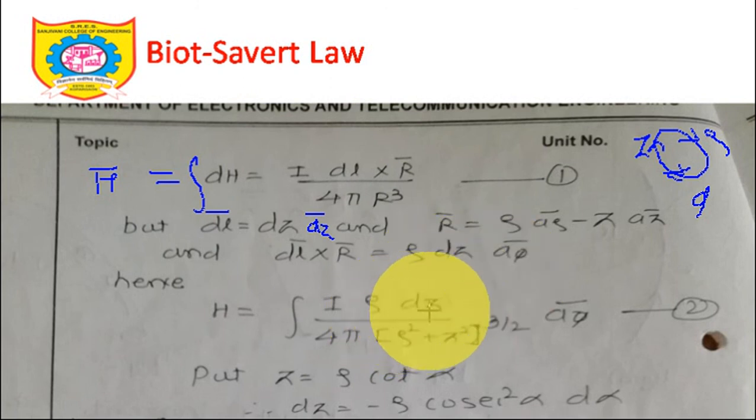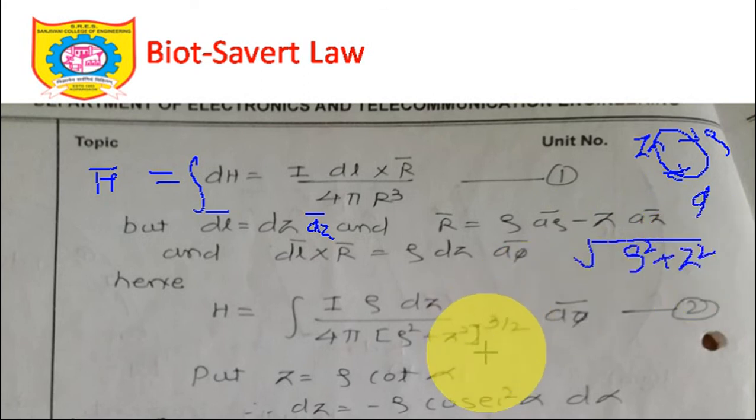So it is rho dz over 4 pi. And what is R distance? We can calculate. If R bar is rho aero bar minus z AZ bar, can I calculate R? R will definitely be equal to under root of rho square plus z square. So rho square plus z square raised to 3 by 2. How did I get 3 by 2? Because this is cube. So square root and cube. So it is rho square plus z square raised to 3 by 2 into A phi bar.